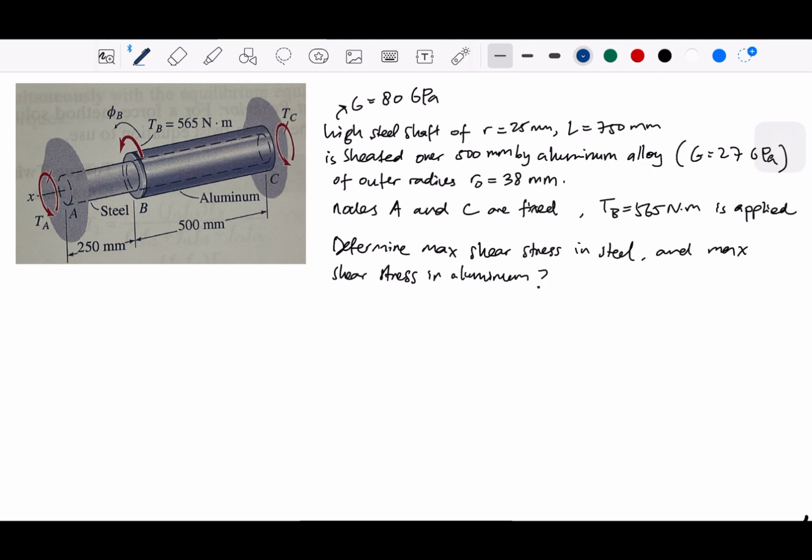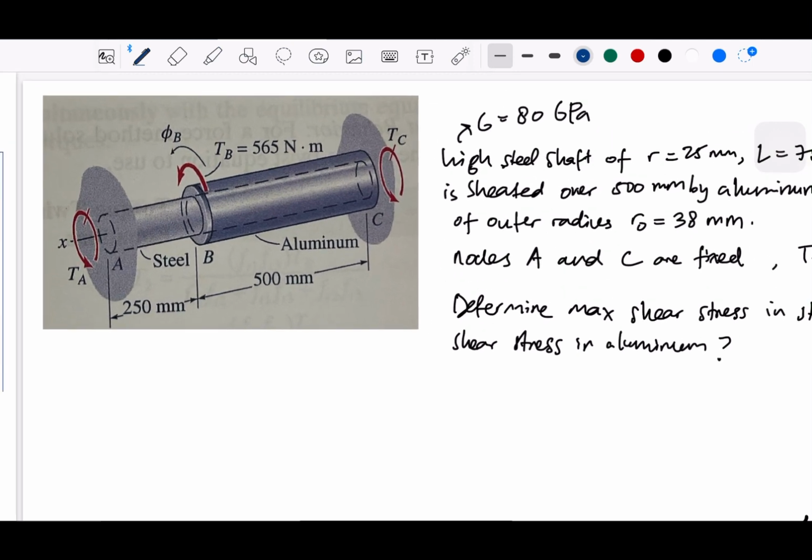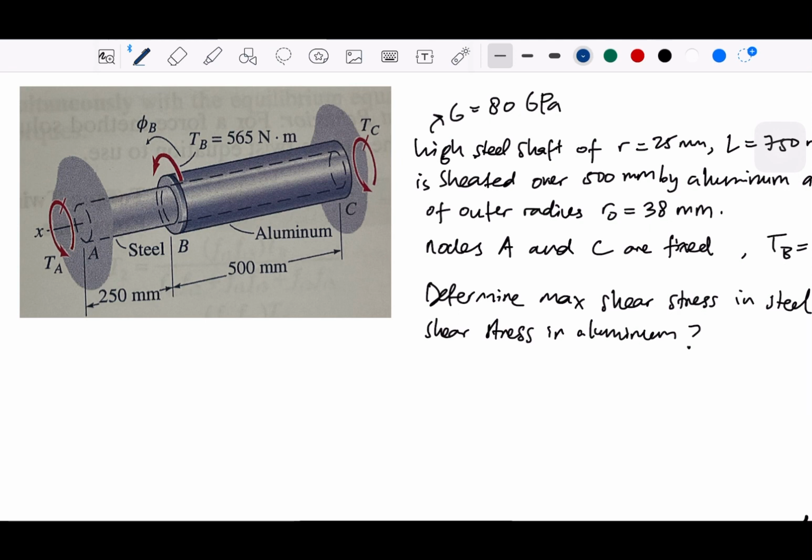Nodes A and C are fixed. Okay? That's also important. So nodes A and C are fixed, or you can see from this picture, I think it's easy to follow the picture. So the R inside is 25 millimeter. The R outside is 38. Nodes A and C are fixed, as you can see from the picture. It's kind of placed in between walls, right? These nodes A and C.